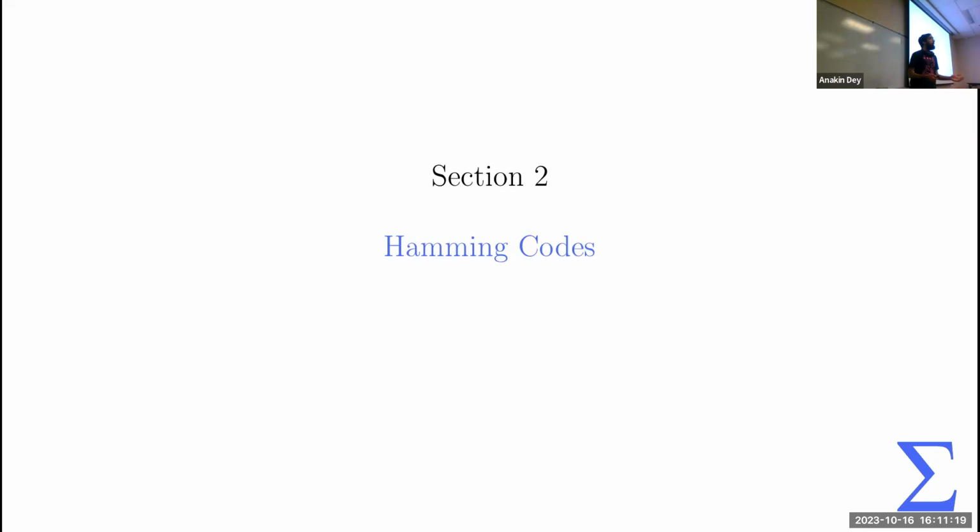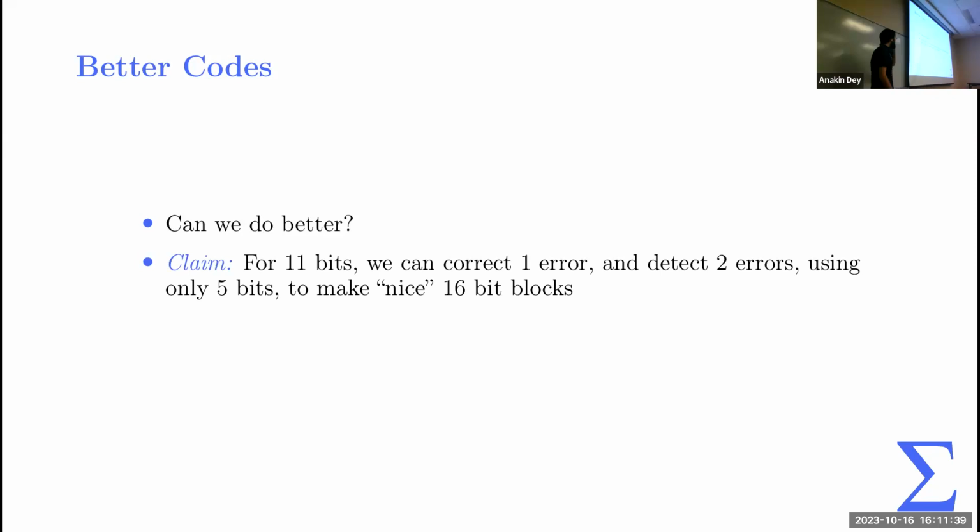So this is where Richard Hamming came up with Hamming codes during his time at Bell Labs. He kind of deduced this over time when he was sending and saving information on devices back in the day. So it basically asks the big question: can we do better, and how much can we do better? And so I can claim that if we want to send an 11-bit message, we can correct 1 error and detect 2 errors using only 5 extra bits to make nice blocks of 16 bits, right?